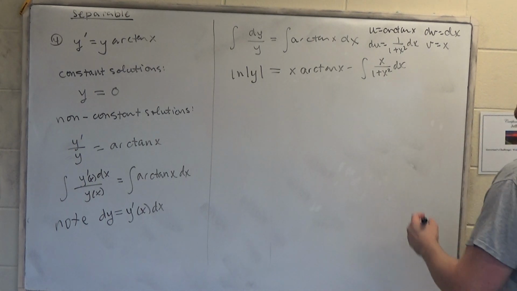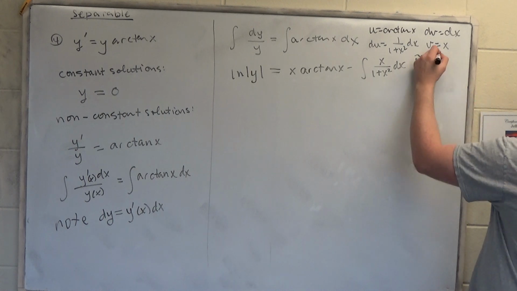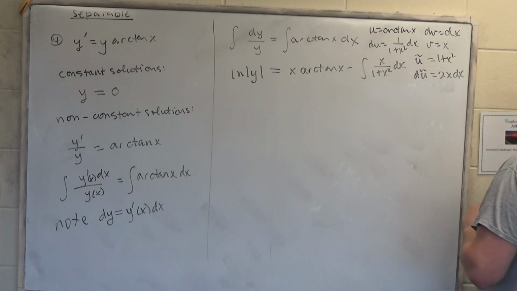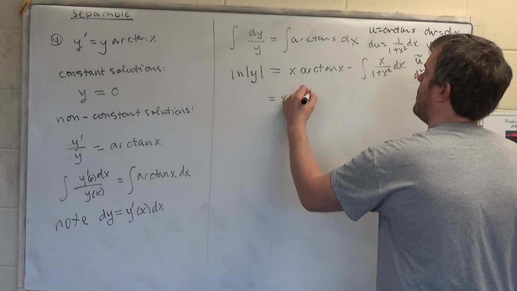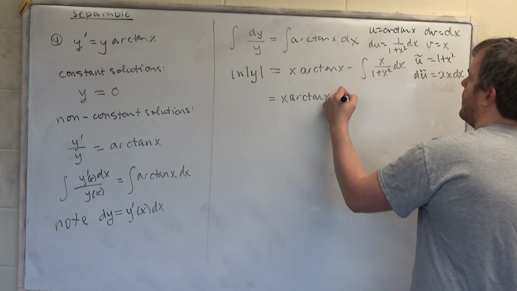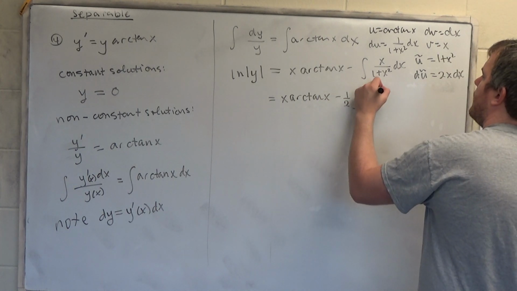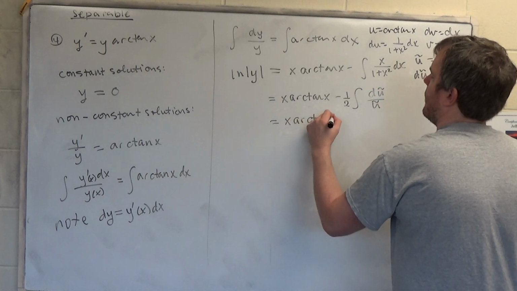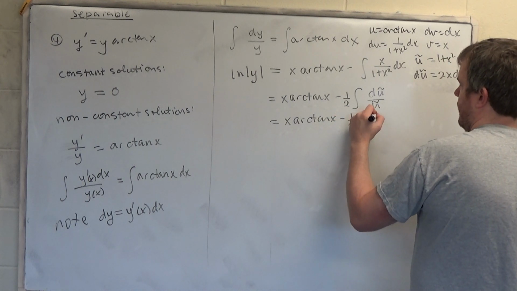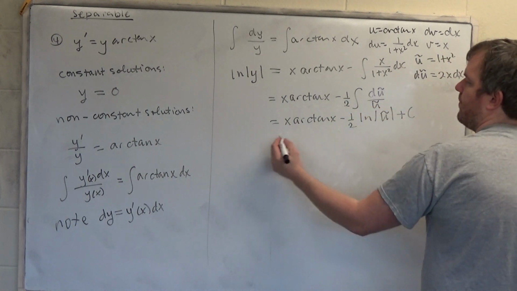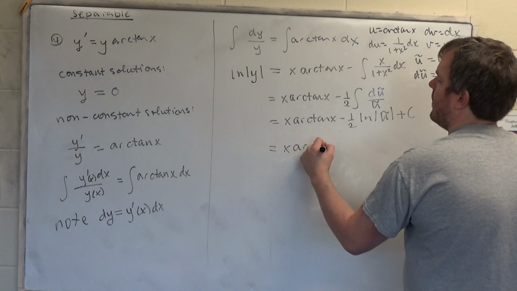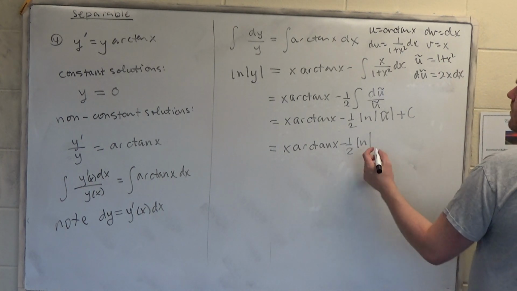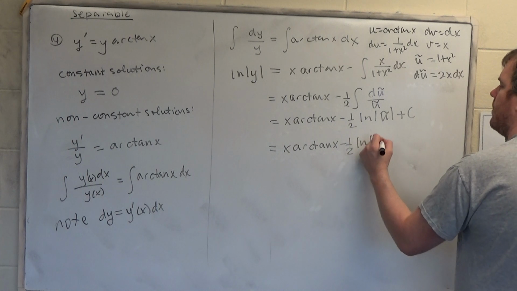And now this is a substitution. u tilde equals 1 plus x squared. du tilde is 2x dx. So we get minus 1/2 integral du tilde over u tilde, which is x arctan x minus 1/2 log of absolute value of u tilde plus c. Getting back to the x variable yields 1 plus x squared here.